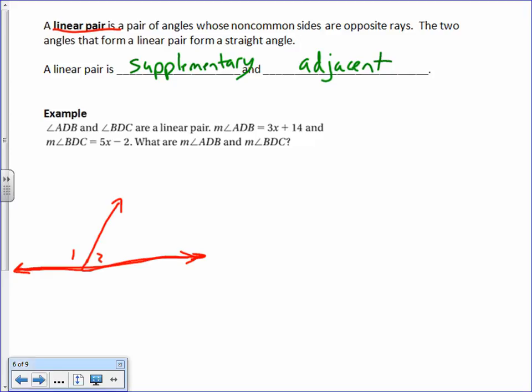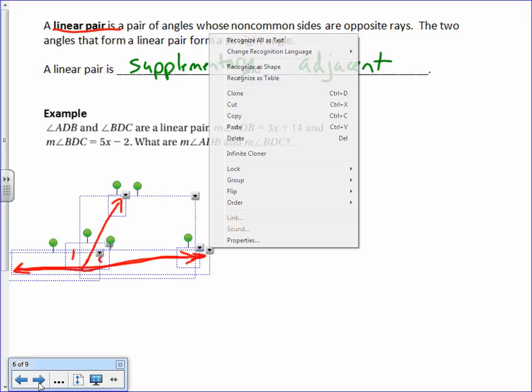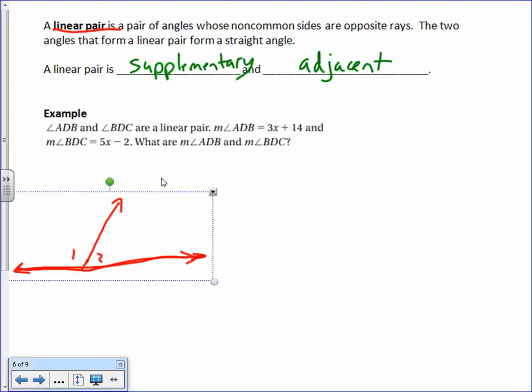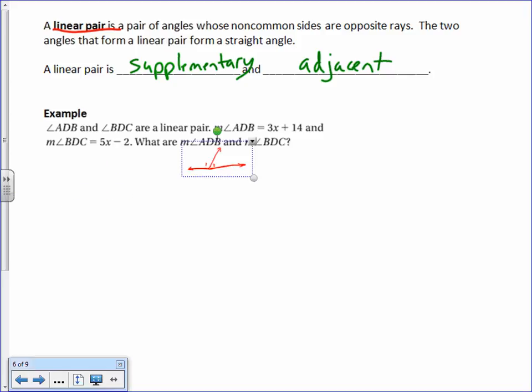I'm going to take this and group it together and minimize it a little bit. Throw it on over here. Okay, there's an example, and let's check this out. Let's do one example with that.